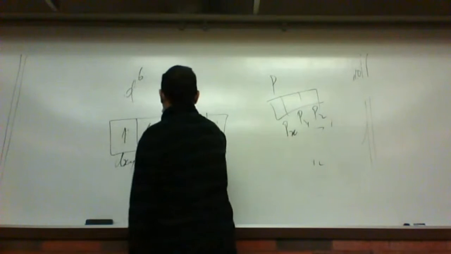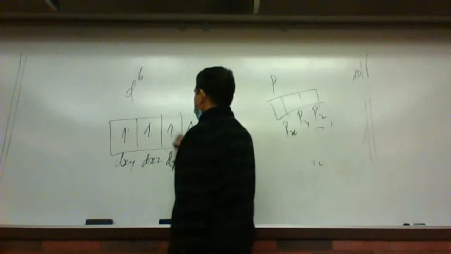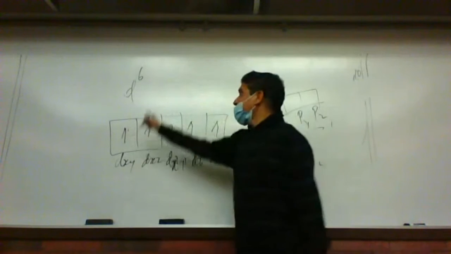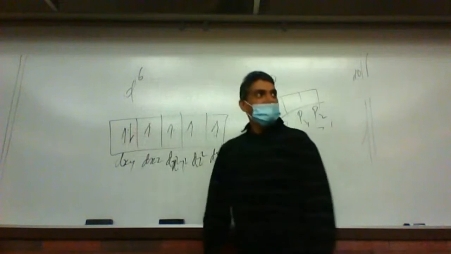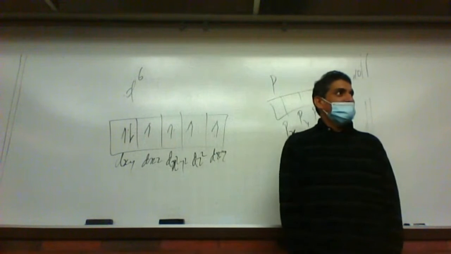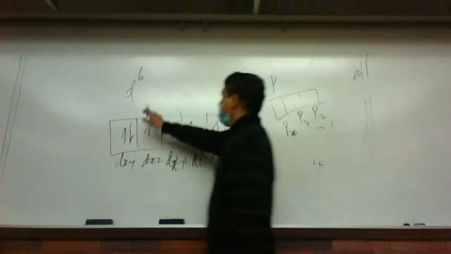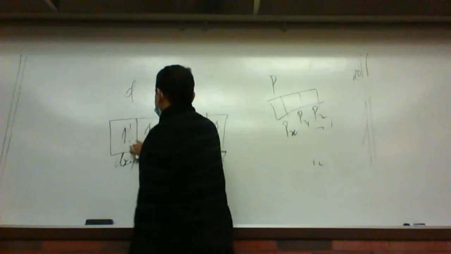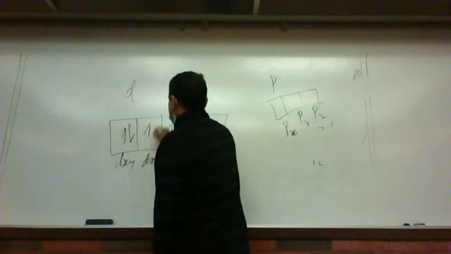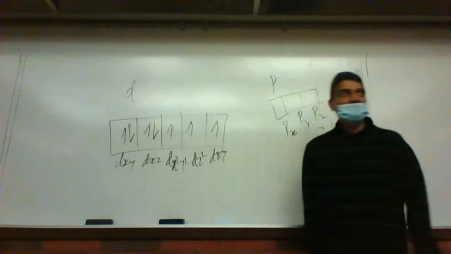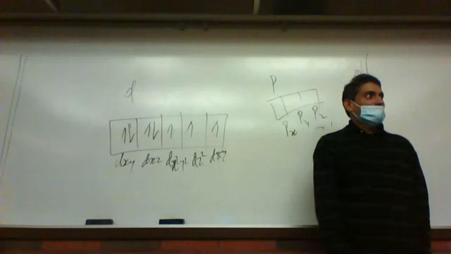How do I put it? First I put 1, 1, 1, 1, 1: 1, 2, 3, 4, 5. I already put 5, but I still have one more electron, right? Now I need to squeeze one here like this. D6. Make sense? Good. How about D7? First put 1, 1, 1, 1, 1. There are 5. Now you put the 6th here, then you squeeze another one here. That's D7.